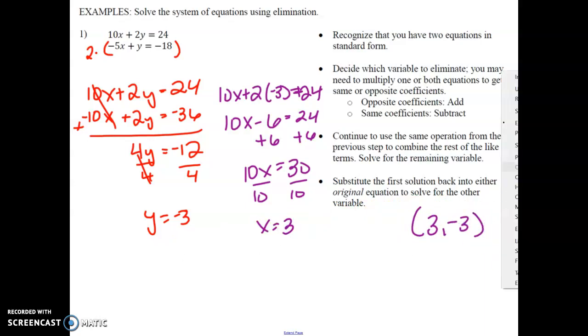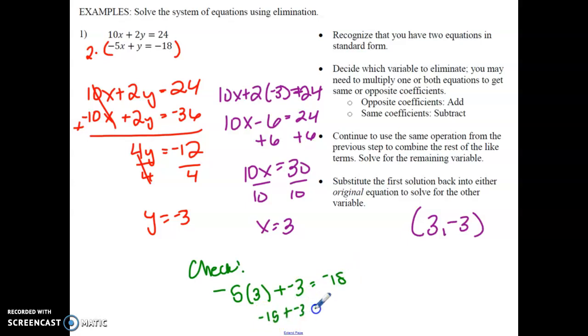Remember that you can check that though by plugging it into the second equation. So -5 times 3, which is my x, plus -3, which is my y, equals -18. So I get -15 plus -3 equals -18, which is true, so that makes me happy. Let's look at another one.